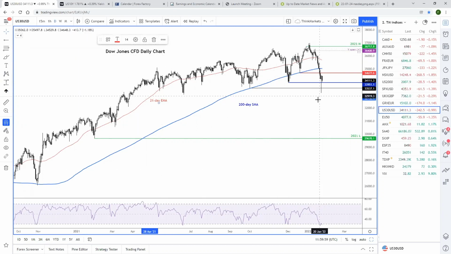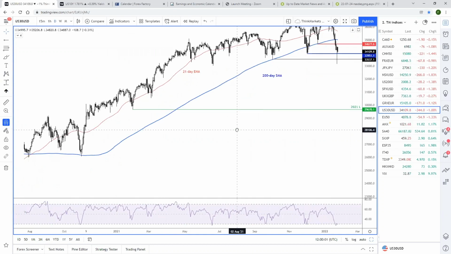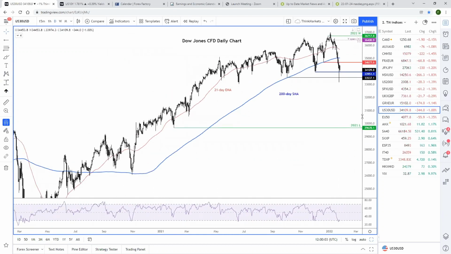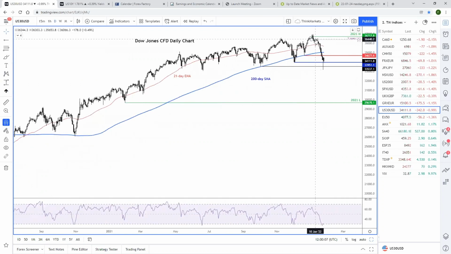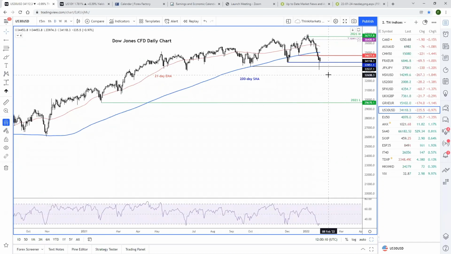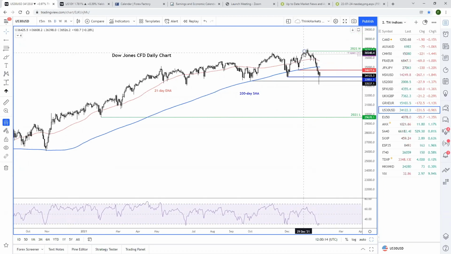You'll get to see these kinds of corrections every now and again in the course of a bull run. Whether or not this is the start of a long-term downward trend because the Fed is now tightening remains to be seen. But I reckon we will see a period of consolidation in the stock markets in the US. I don't necessarily think that we will get significant further gains in the short to medium term.